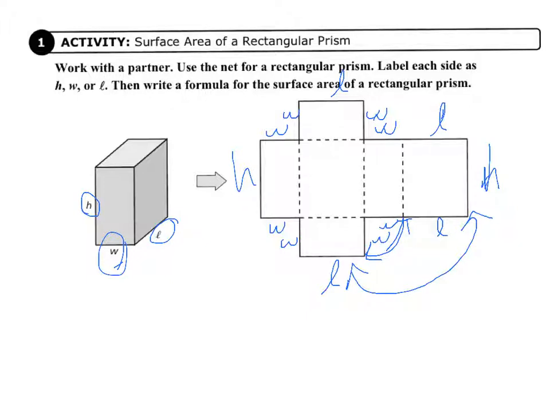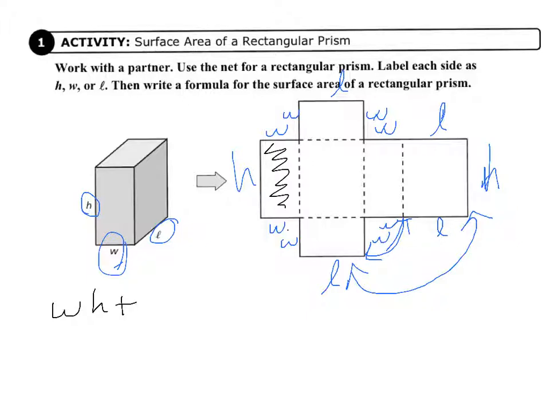So if we look back at our definition of surface area of a prism, it tells us that we need to get the area of each of the faces of the prism. So if we look at this carefully, we can see what those are. And we can see that right here on the end, we have a rectangle, and the area of that would be width times height. So let's go ahead and write that. Width times height.